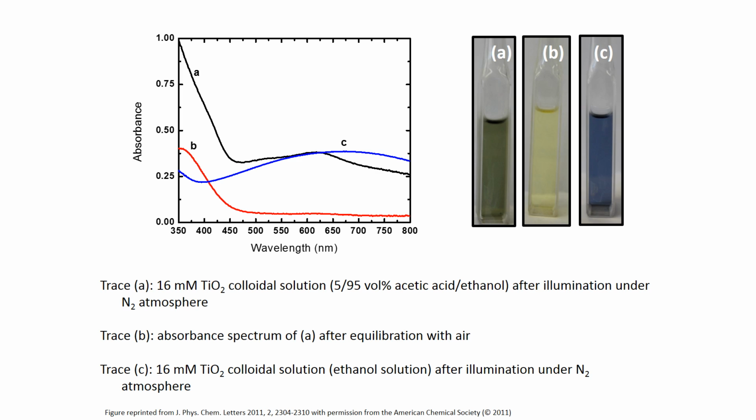And you can see in trace C the more traditional trapped electron peak that is generated in the 16 millimolar TiO2 colloidal solution that's only in ethanol. The acetic acid is what facilitates the trapping of the holes in the TiO2, so you'll see that in all our solutions throughout.